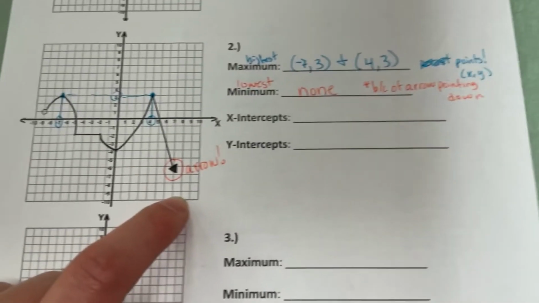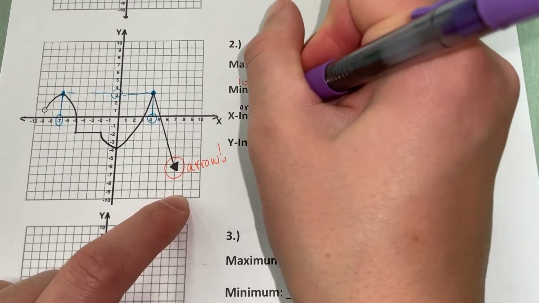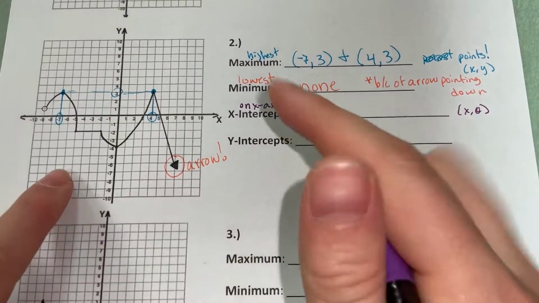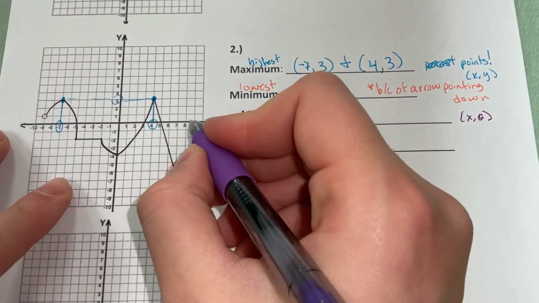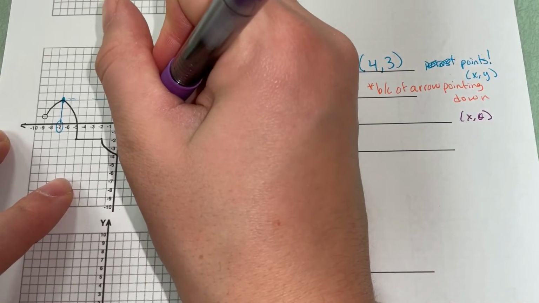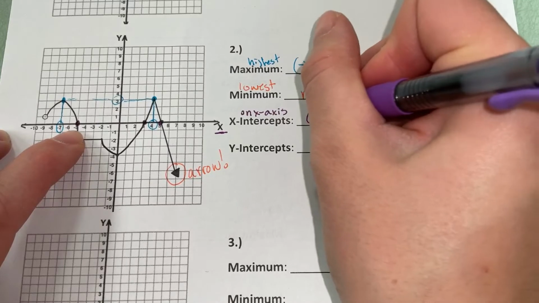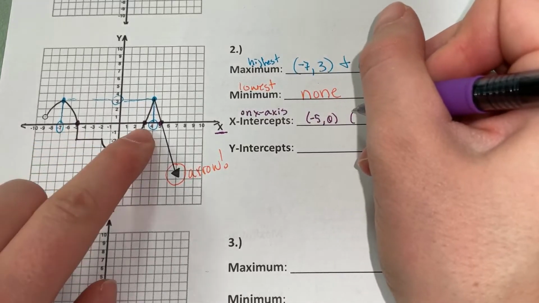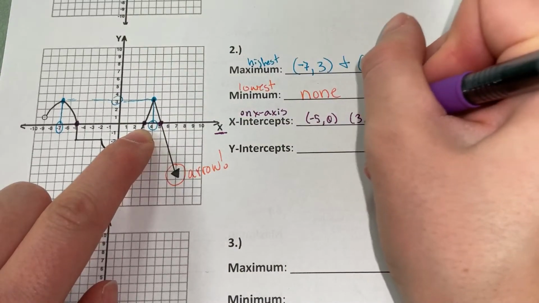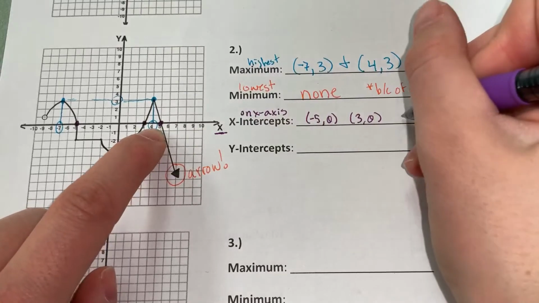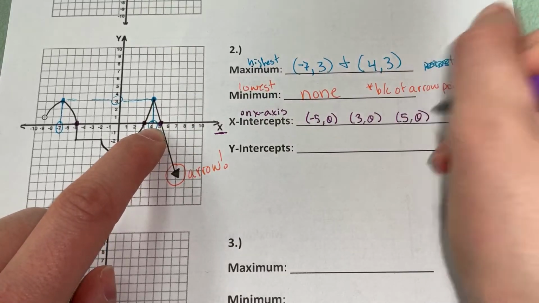Next up, we have x-intercepts. This is on the x-axis, and again, we write these as x comma 0. So let's go through. Here's my x-axis. We're going to plot our dots. We got one there, one here, and one here. This first one's at -5, so I have -5, 0. Then the next one is at 3, so we have 3, 0. And then the next one is at 5, so we have 5 comma 0.